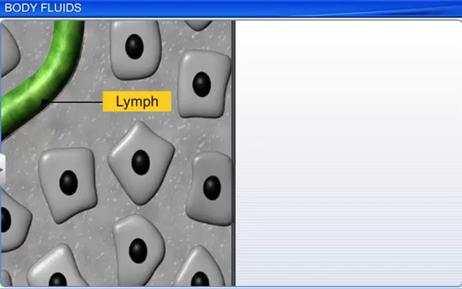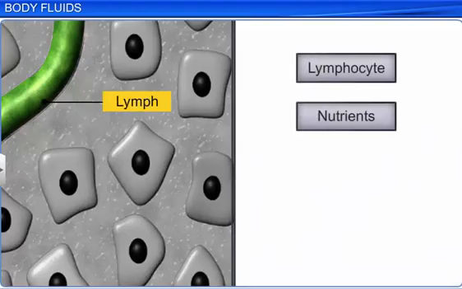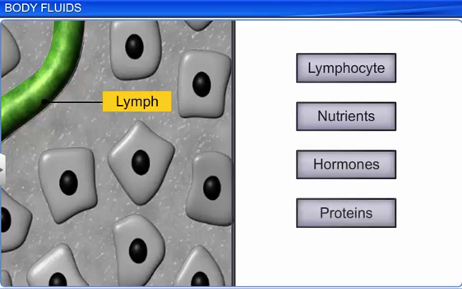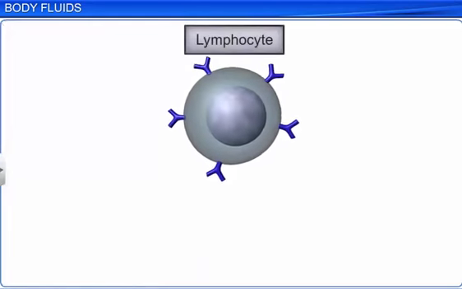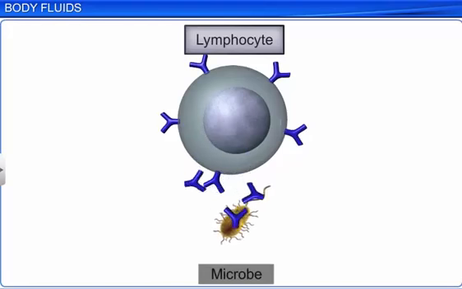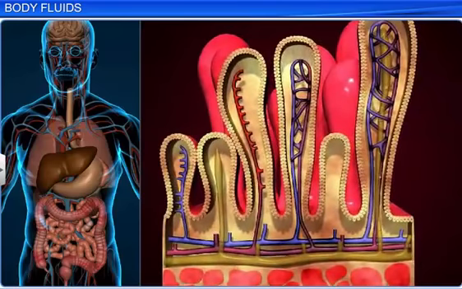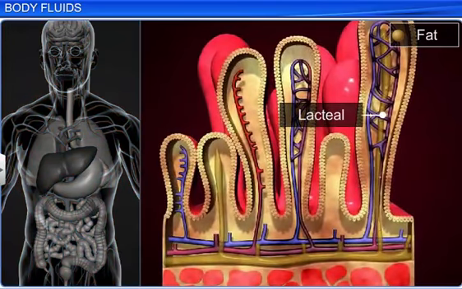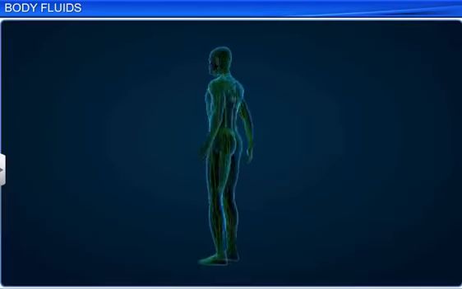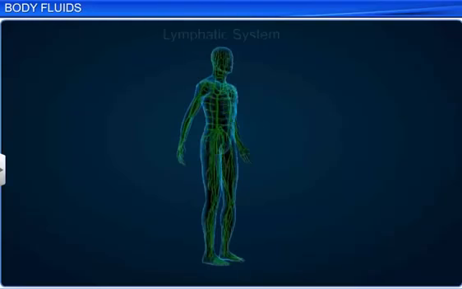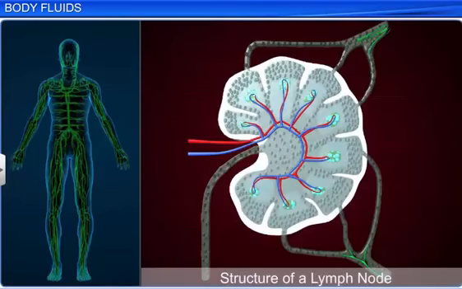Lymph is a colorless body fluid that contains lymphocytes, nutrients, hormones, and proteins. Lymphocytes in the lymph help the body fight microbes such as viruses and bacteria. Lymph also plays a major role in the absorption of fat through lacteals in the intestinal villi, where the absorbed fat is drained into lymphatic vessels. This network of lymphatic vessels that collects lymph fluid forms the lymphatic system. The collected lymph fluid, along with absorbed fats, is drained into the blood at lymph nodes.